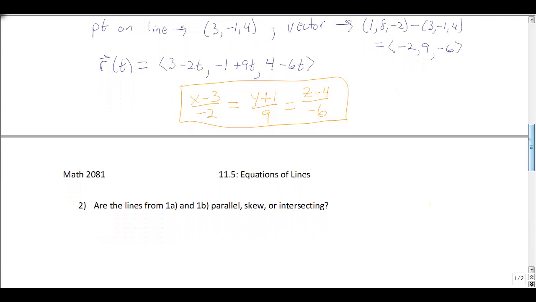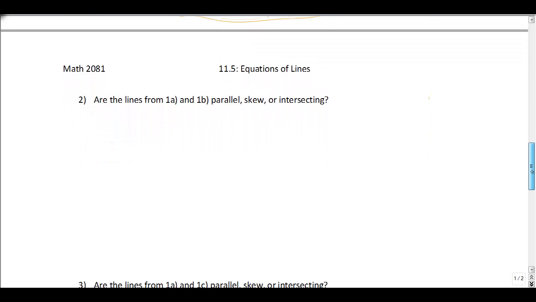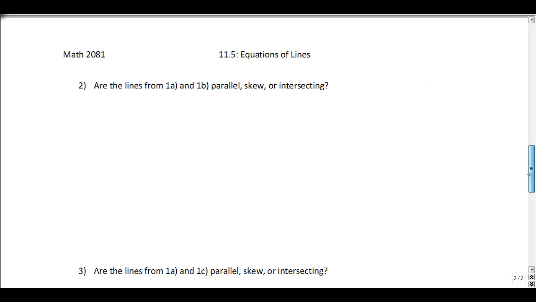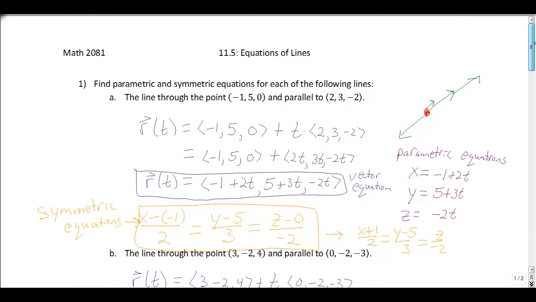Okay, so that's really finding equations. And now some questions about these equations, because we want to know, are the lines from 1A and 1B parallel, skew, or intersecting? So let's go find these here. So 1A, we have this particular setup. So what I'm going to do here, let's just see if I can copy this.